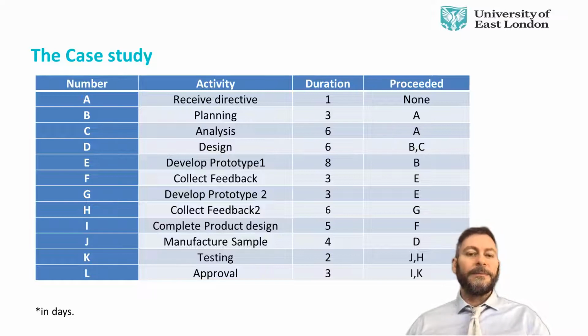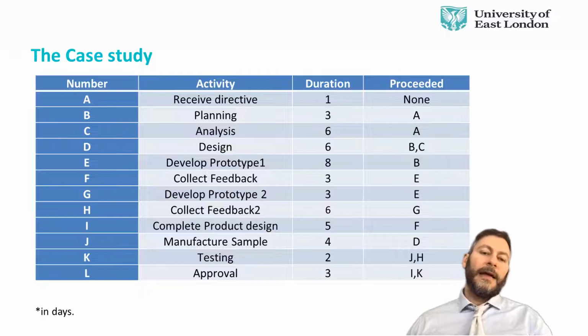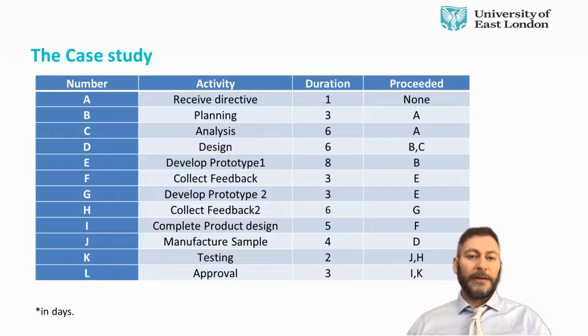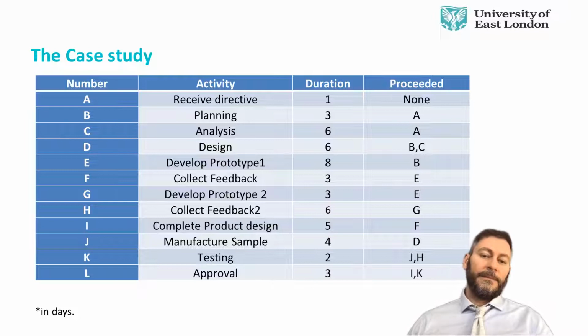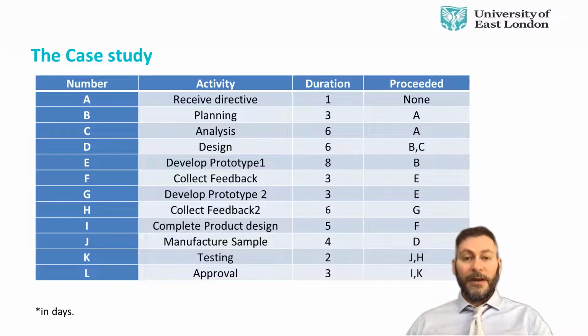So of course, the first one, receiving directive, will have no predecessor. It's the first activity. But you can see immediately that planning and analysis are going to be parallel, because as soon as you finish receiving the directive and you understand it, you can start planning and analysis at the same time. If you look at the next activity, design can only start when planning and analysis are finished. So maybe planning will take less time, only 3 days. We can't start until analysis finishes. So we're going to have to wait 6 days for the design to start. And that's why it says it has to wait for B and C to finish, and so on and so forth.